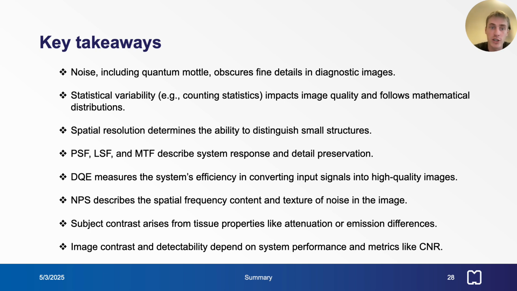Detective quantum efficiency measures a system's efficiency in converting input signals into high-quality images. The noise power spectrum describes the spatial frequency content and texture of noise in the image. Subject contrast arises from tissue properties like attenuation or emission differences. Image contrast and detectability depend on system performance and metrics like contrast to noise ratio.